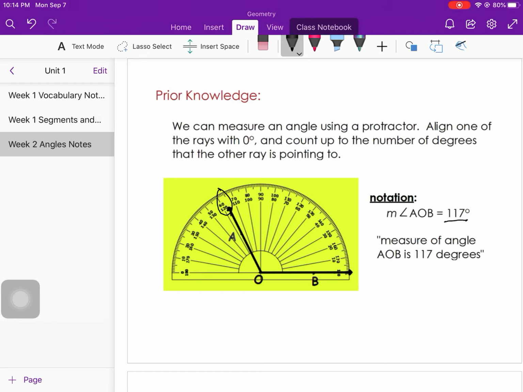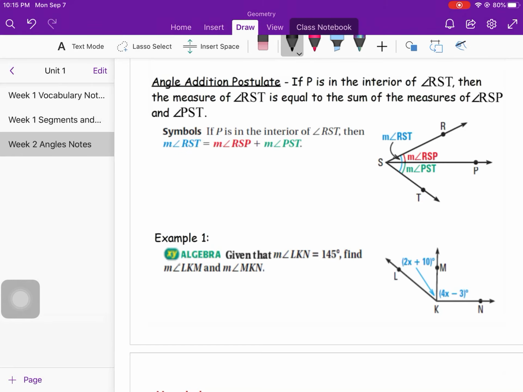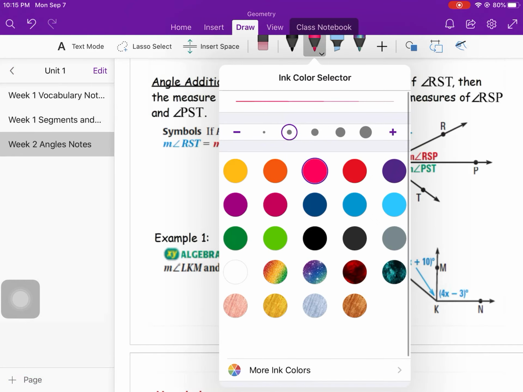The angle addition postulate. If P is in the interior of angle RST, then the measure of angle RST is equal to the sum of the measures of angle RSP and angle PST. All right, that's a lot to take in, but basically what it's saying is, so we have this big angle here. Let me just get a different color. So we have RST.